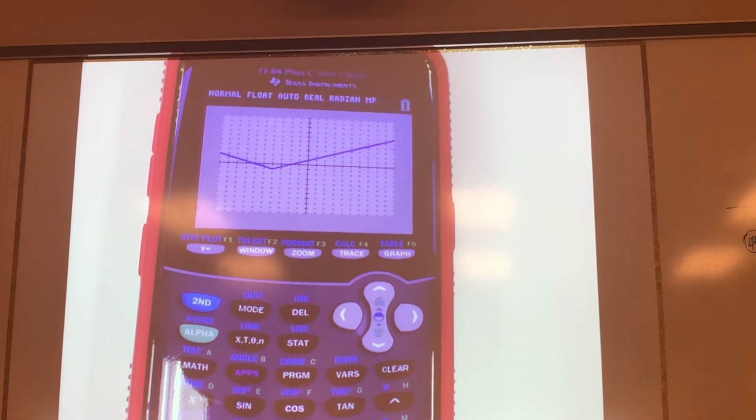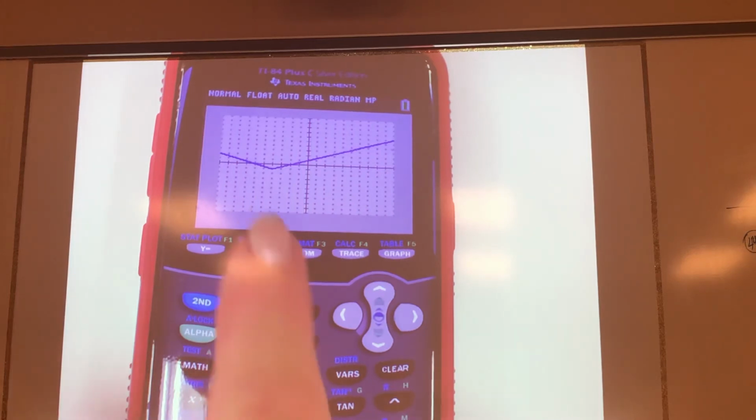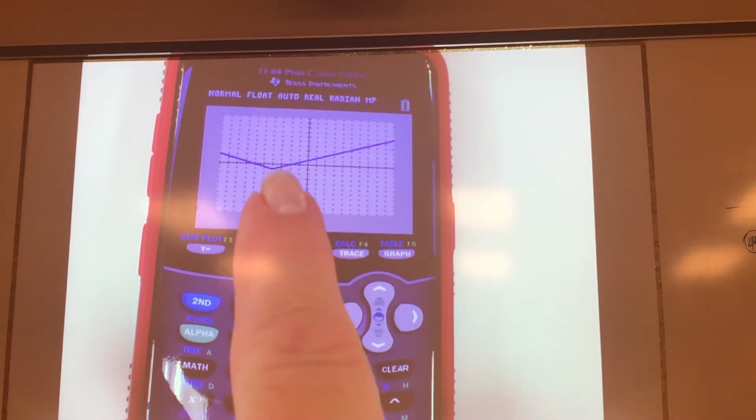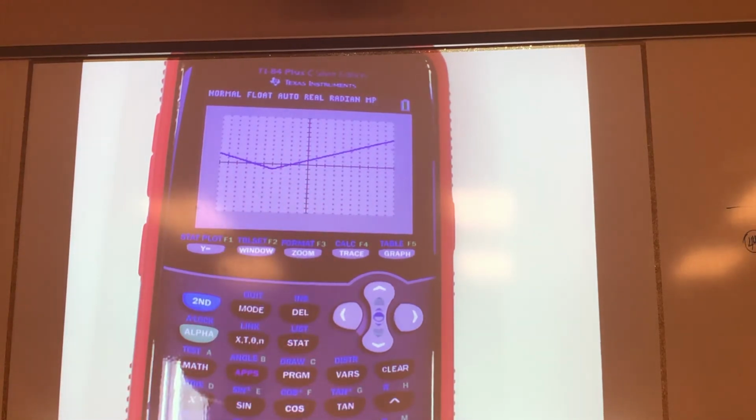Hey guys, look at me. Look at this graph right here. Does this graph look like the same exact slope that the parent function had? It's not 1. Y'all, it's not 1.